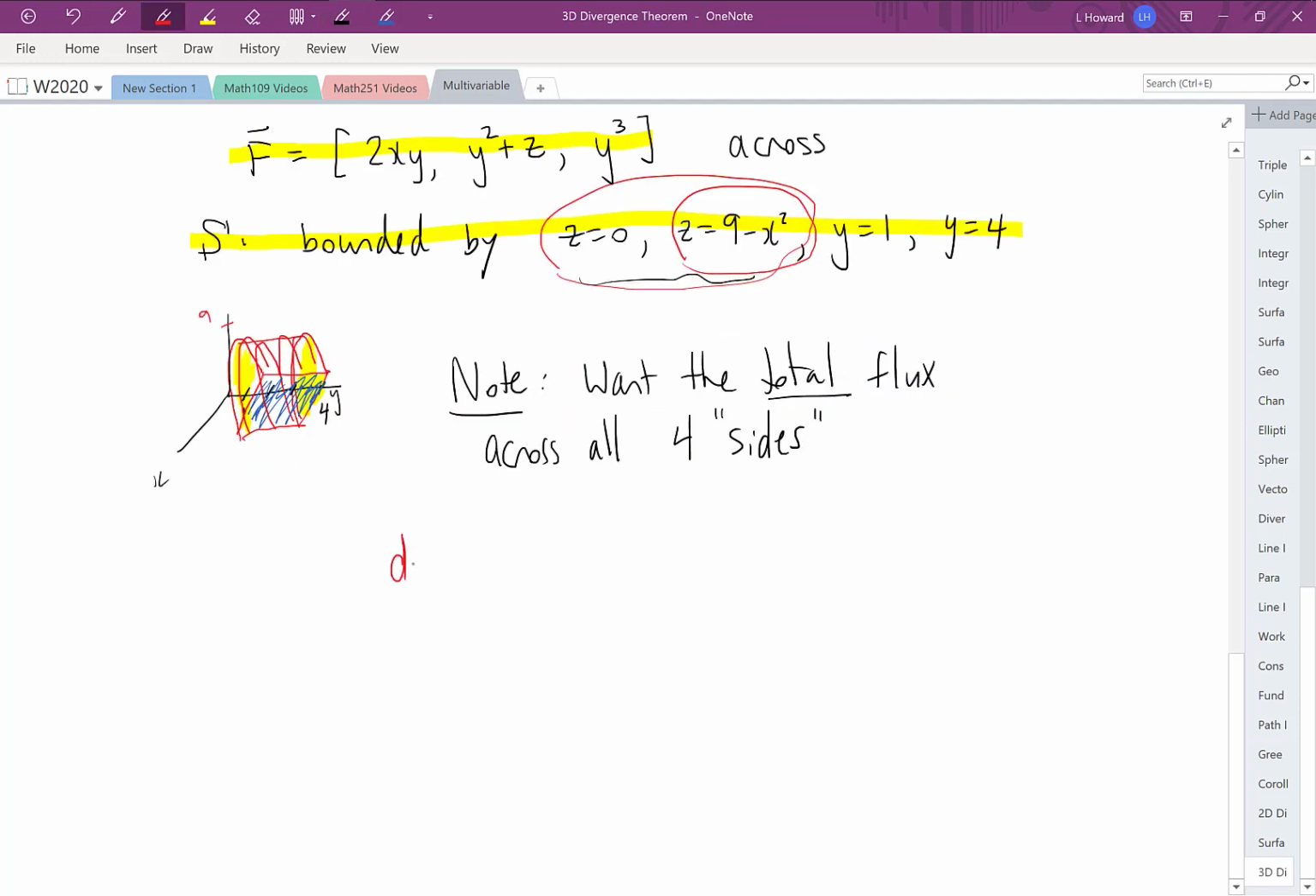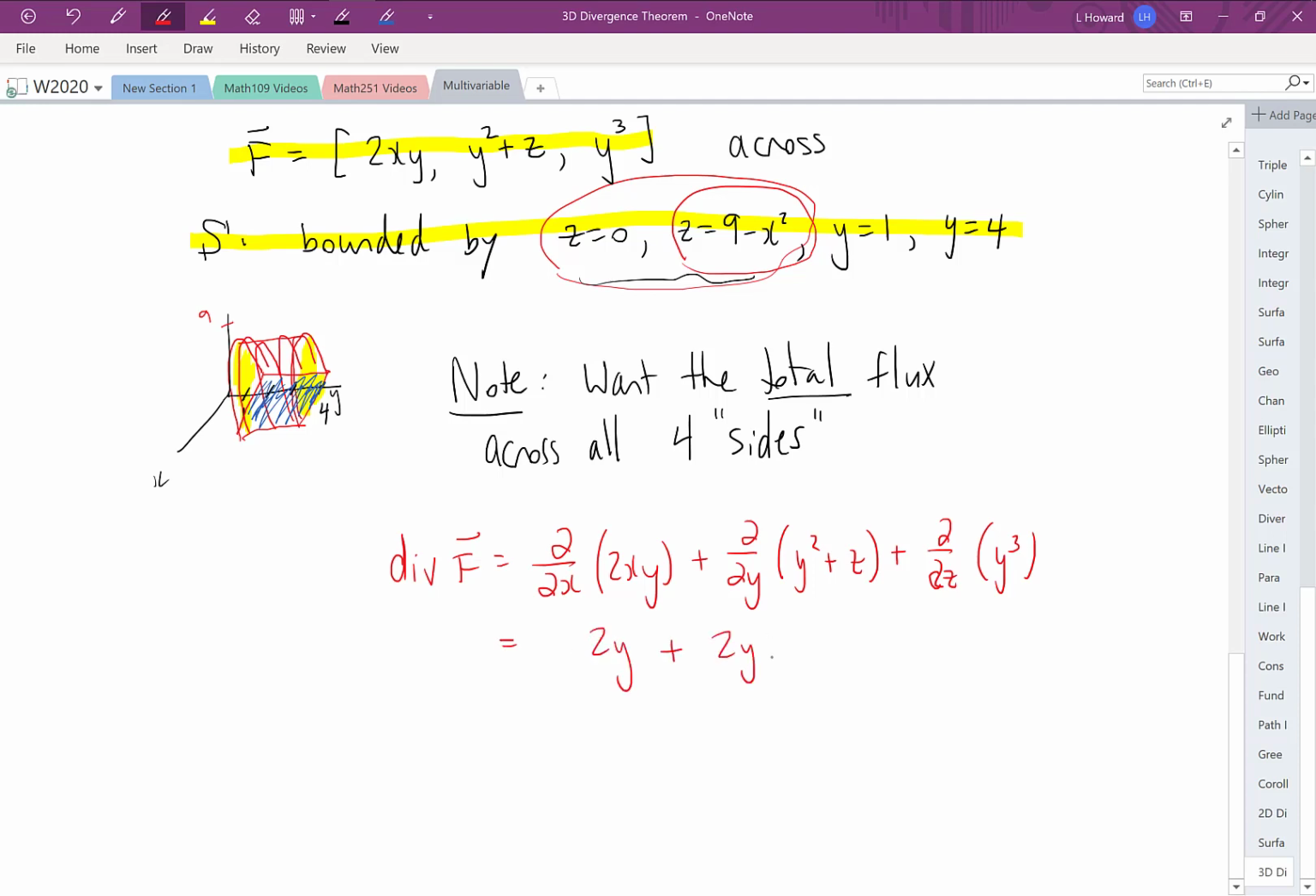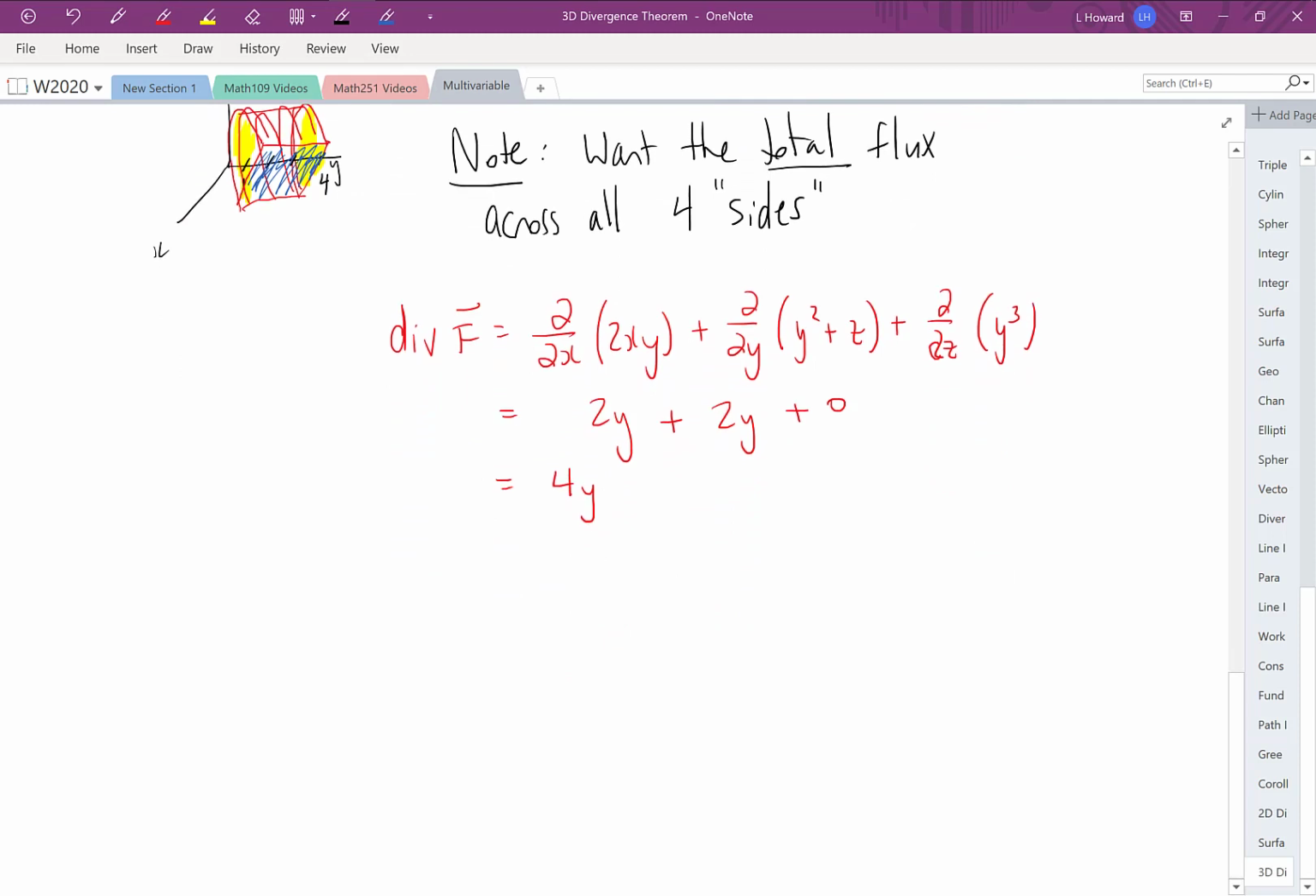So let's start by calculating the divergence of F. So we're going to take the partial with respect to x of our first component, plus the partial with respect to y of the second component, plus the partial with respect to z of the third component. So that's going to give us 2y plus another 2y plus 0. So in other words, the divergence of our vector field is 4y.